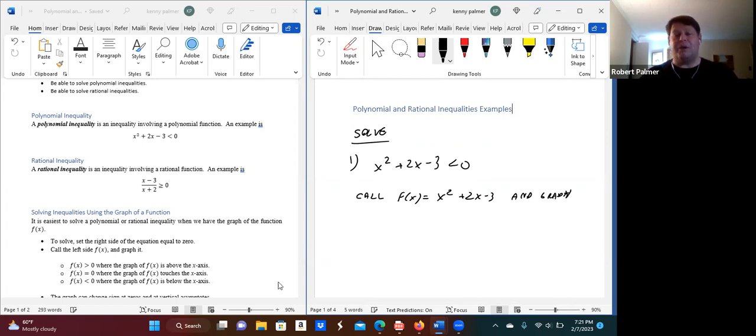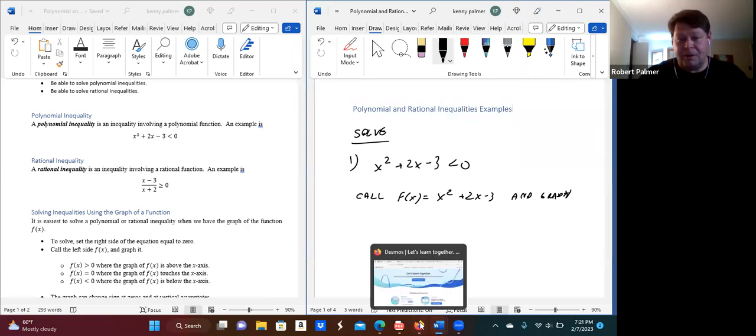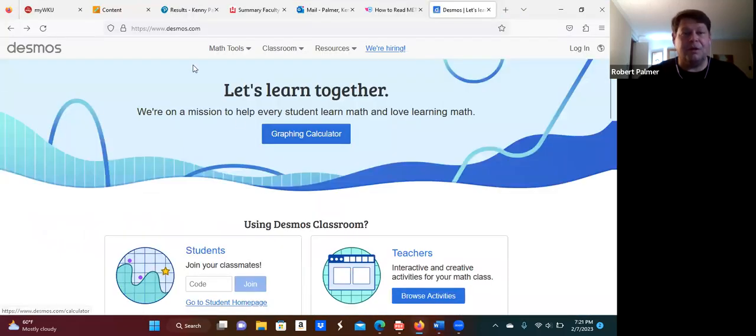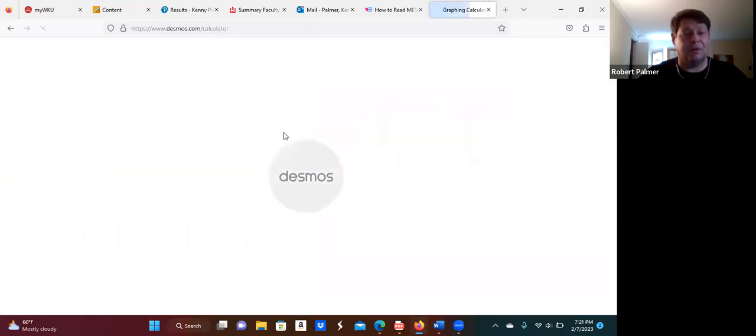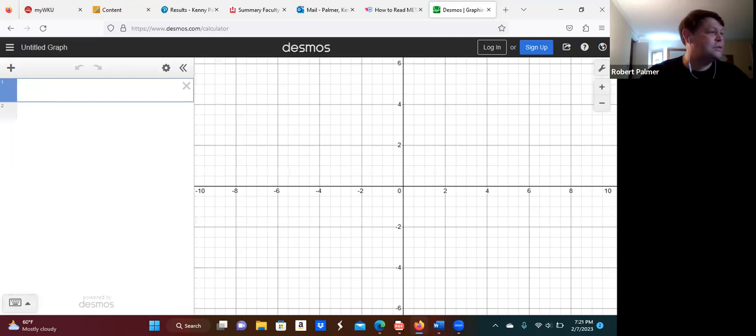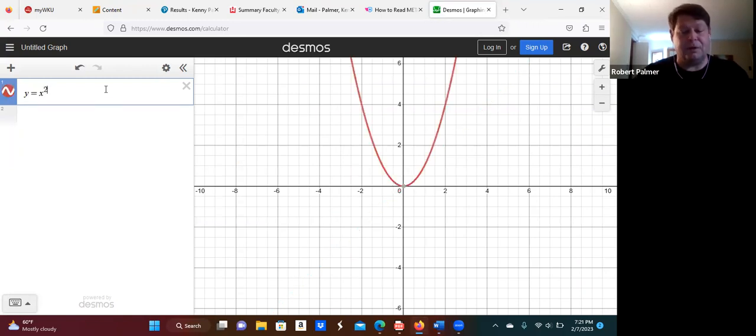Okay. And we'll do that using Desmos. Of course, you can also use a graphing calculator if you prefer. Desmos, DESMOS.com. And this one was x squared plus 2x minus 3. So y equals x squared plus 2x minus 3.